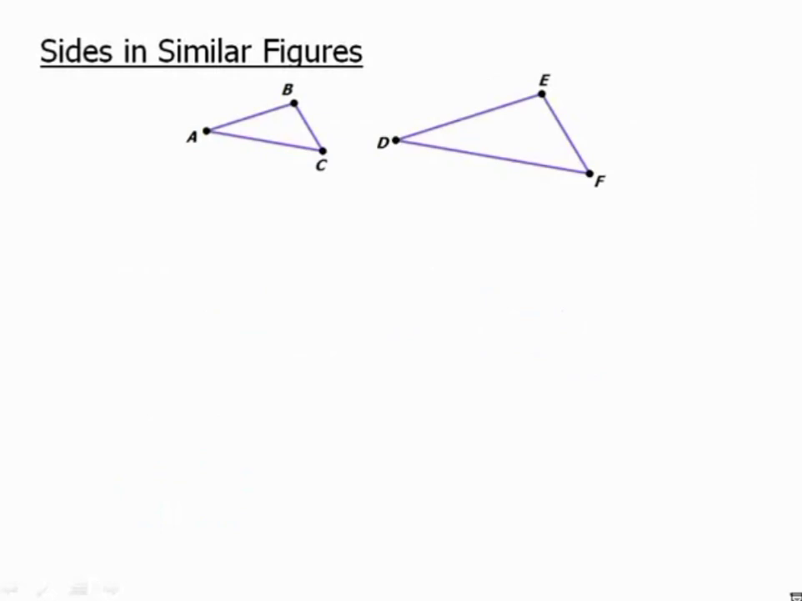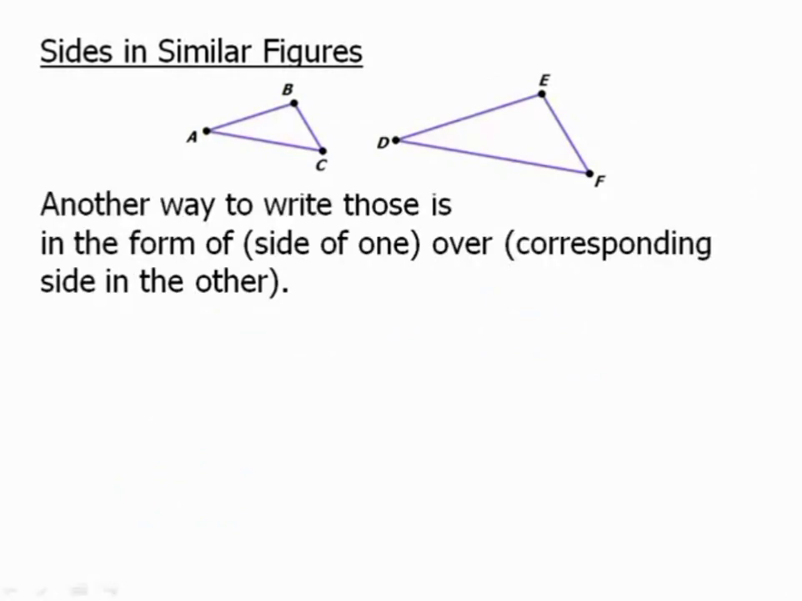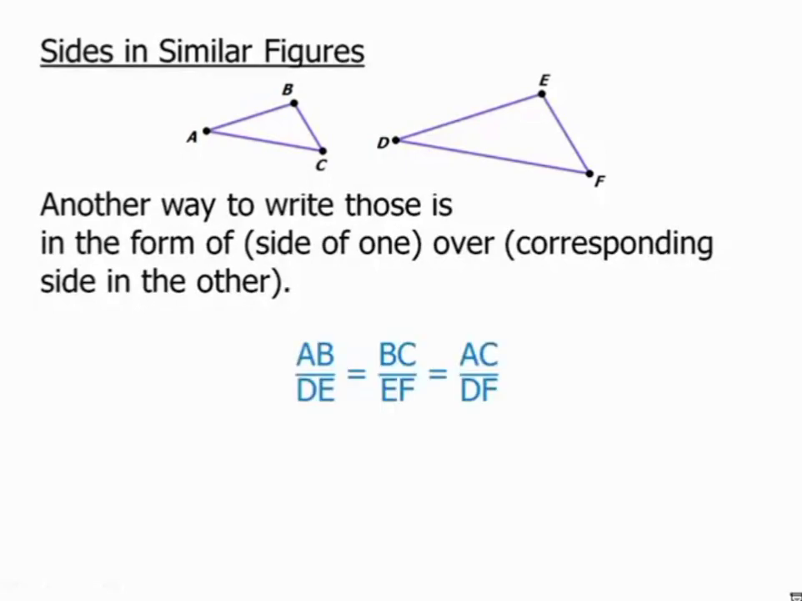Here are the similar triangles again. Another way to write those is in the form of side of one triangle over the corresponding side of the other triangle. So we could write AB over DE. And the advantage of this is now we can create an equation that relates all the sides of both triangles. So AB over DE, those are corresponding sides. BC over EF, those are corresponding sides, and AC over DF, those are corresponding sides, so all three of those ratios have to be equal.